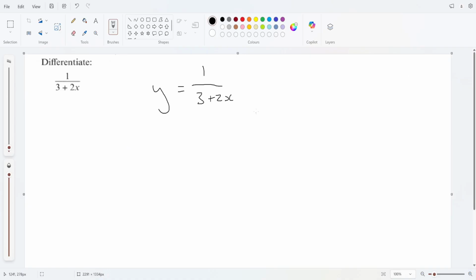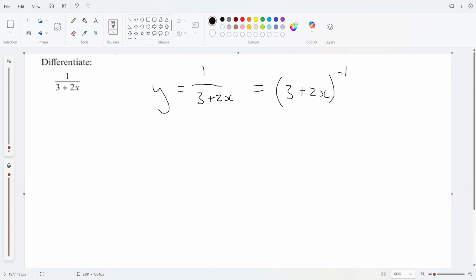So moving on to another example, here I have y equals 1 over 3 plus 2x, right? And this does look like a quotient rule question because it's a function divided by another function. But you can actually do this using chain rule because of this being an integer here. So you can rewrite this as (3+2x) to the power of negative 1. So you can use quotient rule here, but it will just be a bit slower.